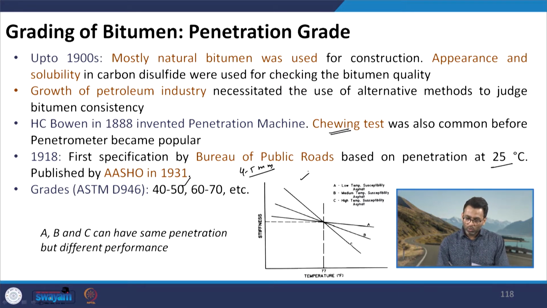So, this example shows that we can have three different bitumen samples having the same penetration at 25 degrees Celsius, but they can behave very differently from each other if you compare over a range of temperature, which means that the temperature susceptibility of the bitumen can be very different. But if we talk only about the consistency at 25 degrees Celsius, then all the bitumen will be graded as the same binder, which may not be rational.